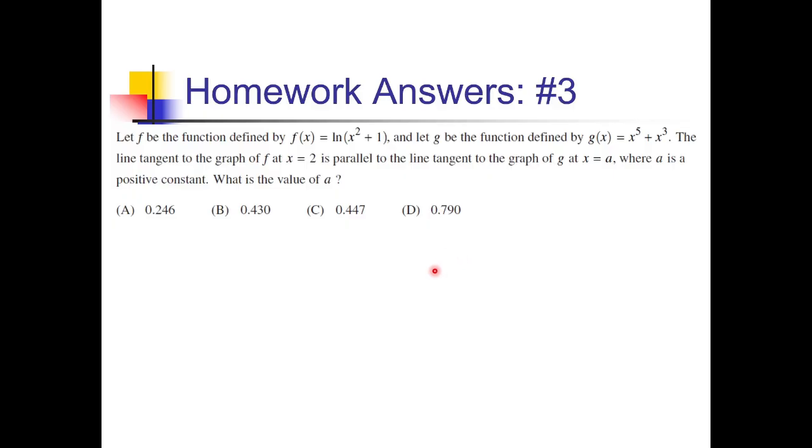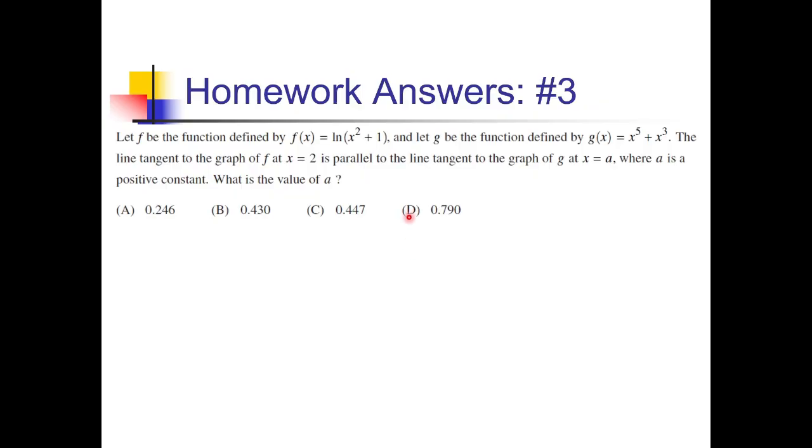For this calculator-based problem, they're giving us two functions. f is the ln of x squared plus 1, and g is x to the 5th plus x cubed, so different types of functions. The line tangent to the graph of f at x equals 2 is parallel to the line tangent to the graph of g at x equals a. And a is some positive constant. Based on that, they want the value of a. The idea here is that if we have parallel tangent lines, then if I plug 2 into the derivative of f and a into the derivative of g, that should give me the same value.